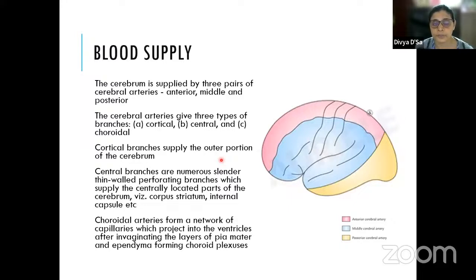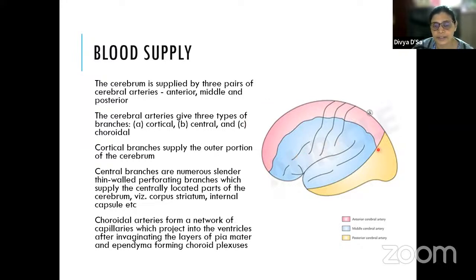Next, when we talk about the blood supply, the entire cerebrum is supplied by 3 arteries: anterior, middle, and posterior cerebral arteries. Along the superior-medial border, a small portion is supplied by the anterior cerebral artery. Most of the superior lateral surface is supplied by the middle cerebral artery. The lower part of the temporal and the occipital lobe is supplied by the posterior cerebral artery. So the major artery supplying the superior lateral surface is the middle cerebral artery.